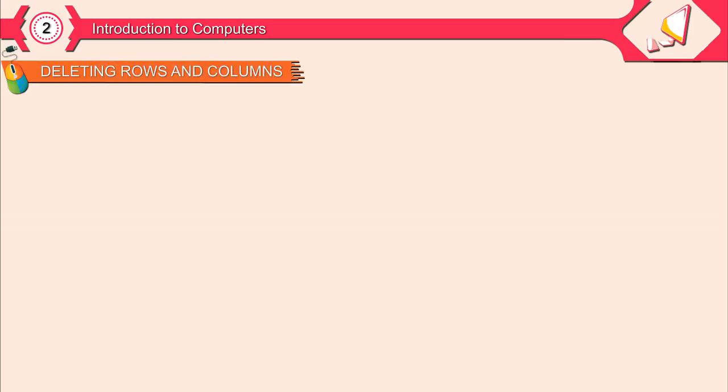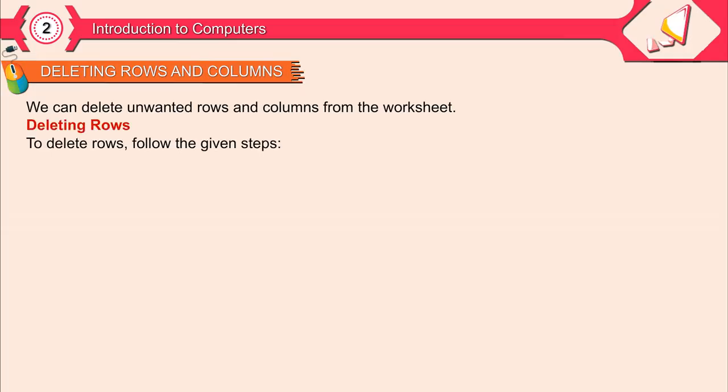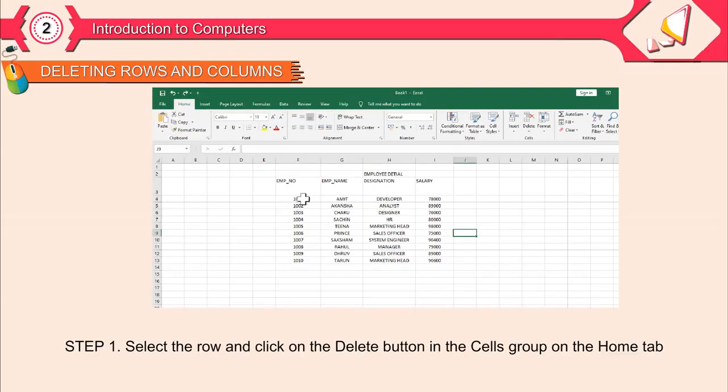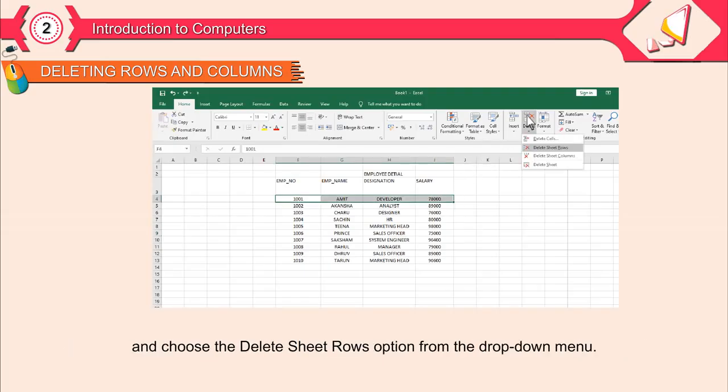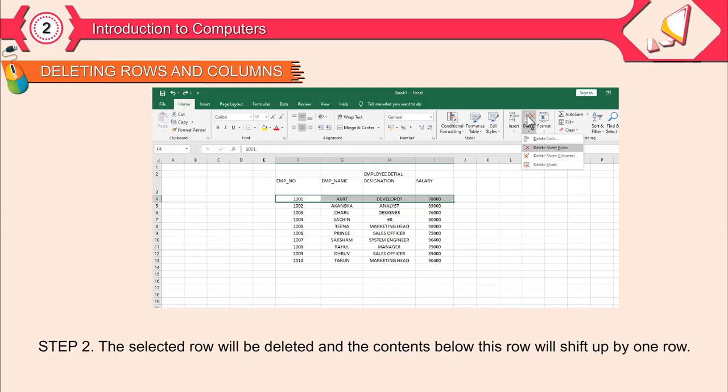Deleting rows and columns. We can delete unwanted rows and columns from the worksheet. Deleting rows. To delete rows, follow the given steps. Step 1. Select the row and click on the Delete button in the Cells group on the Home tab and choose the Delete Sheet Rows option from the drop-down menu. Or right-click on the row which we want to delete and select the Delete option. Step 2. The selected row will be deleted and the contents below this row will shift up by one row.